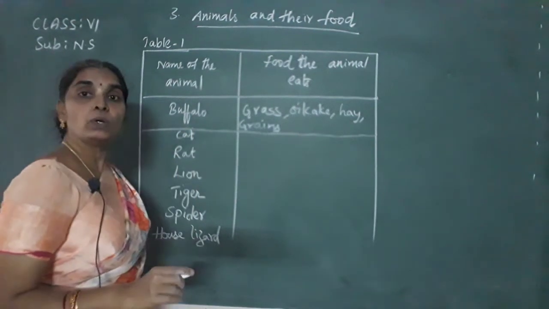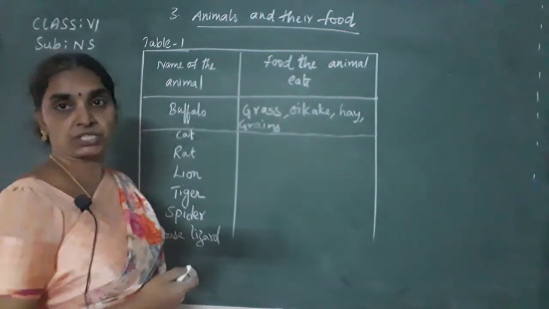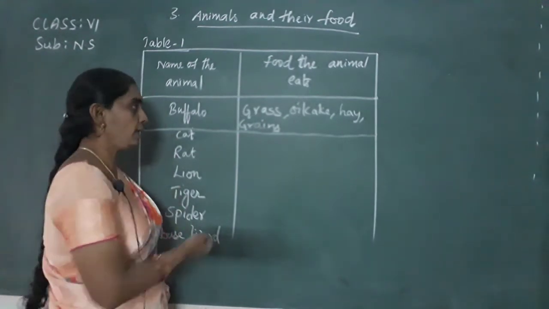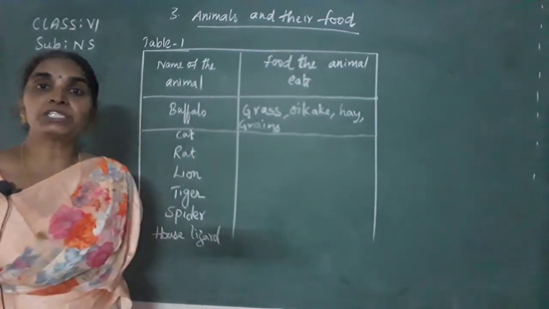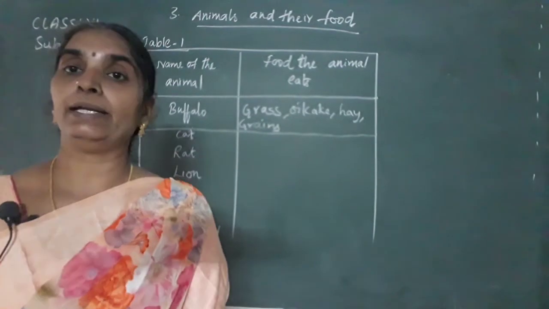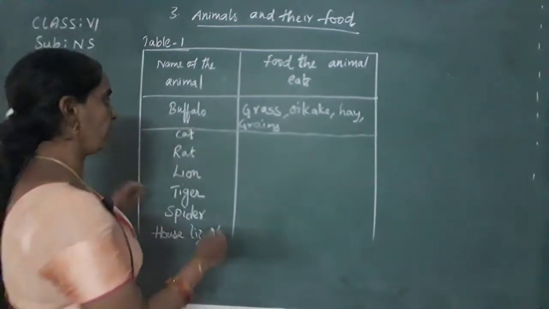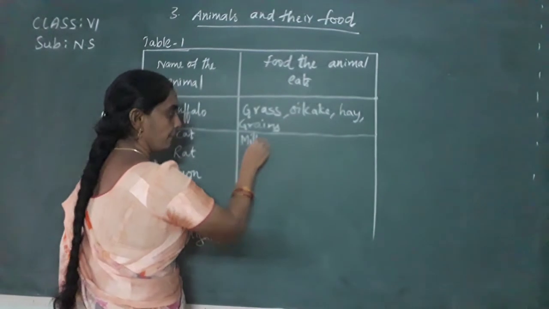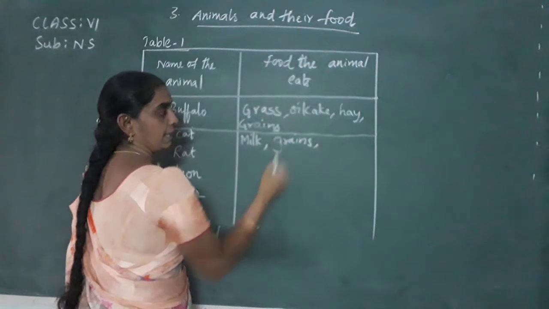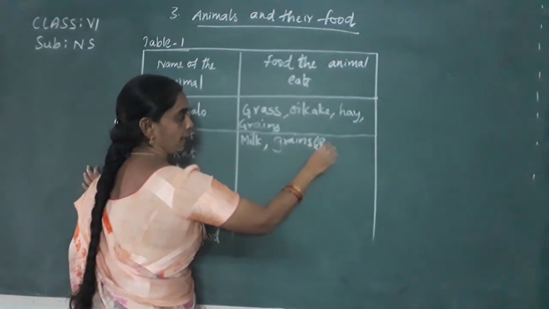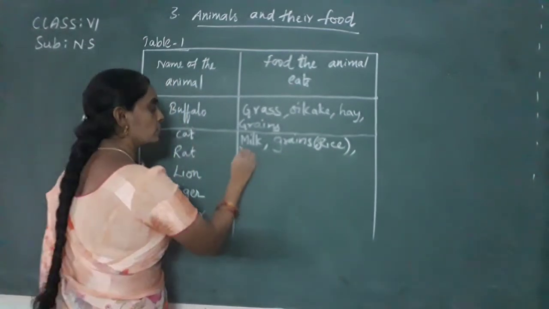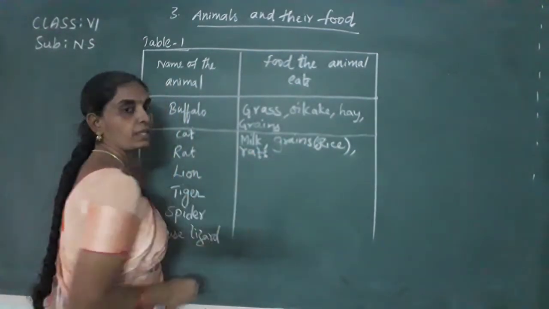Cat eats both the grains and also the flesh, isn't it? It hunts rats and other small animals, as you know well. So what does the cat eat, children? Cat eats flesh of the other animals, and also it drinks milk. So it drinks milk, it eats grains also, like rice. It takes rice in the form of curd rice and all, and it also eats rats, isn't it?